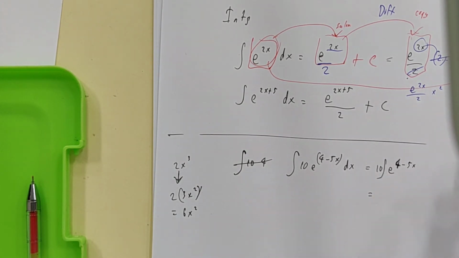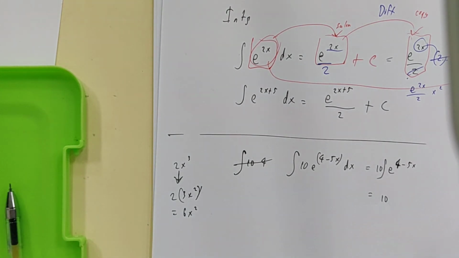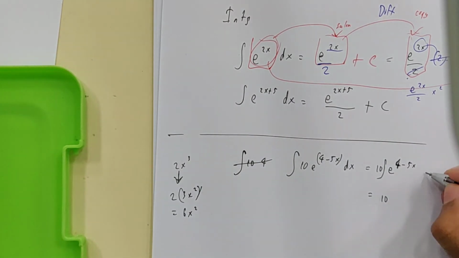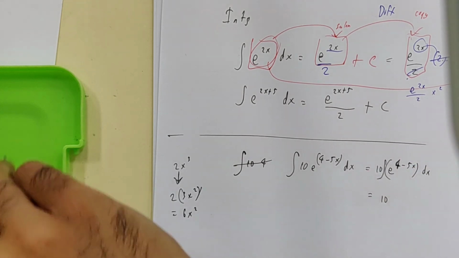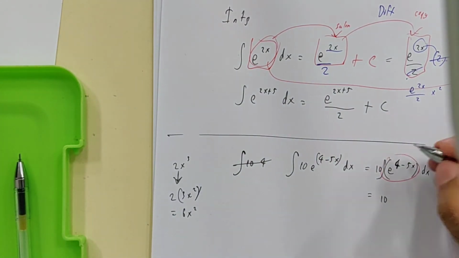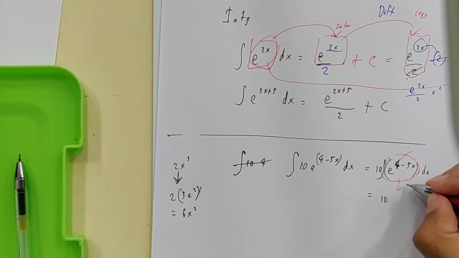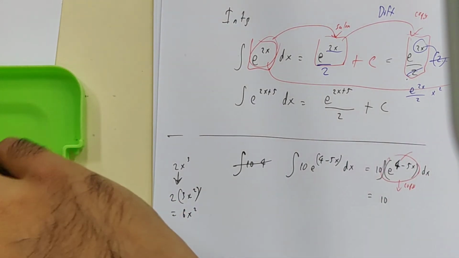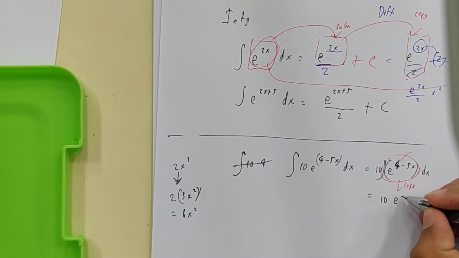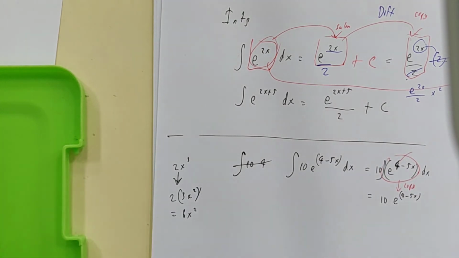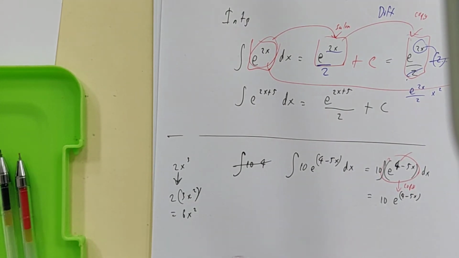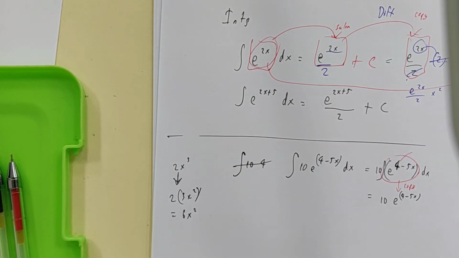Okay, so this one here, 10 remains as 10. What should we do? Firstly, you copy them back. e^(4 minus 5x). And then what should I do? Differentiate the power and divide. Differentiate the power, what do we get?